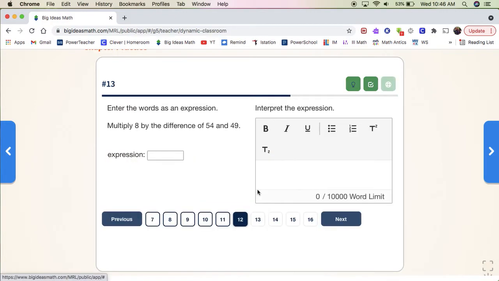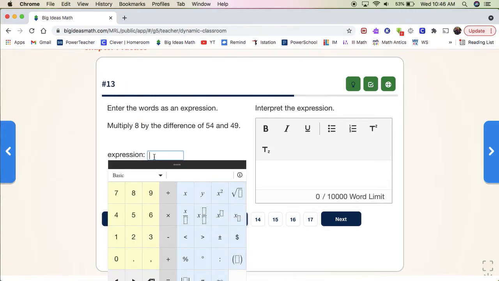All right, moving on to number 13. We're going to enter the words as an expression. Multiply 8 by the difference of 54 and 49. Remember, difference means subtract. So that means 8 times the difference of 54 and 49. So I'm going to put that in parentheses, 54 and 49.